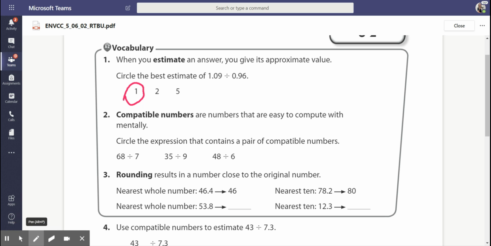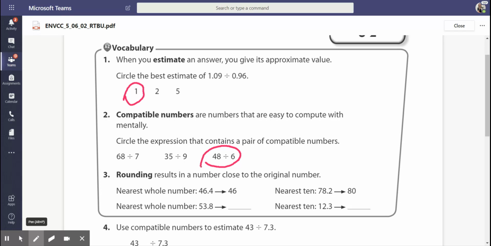Moving on, compatible numbers are numbers that are easy to compute with mentally. So these are like our math facts. When we circle the expression that contains a pair of compatible numbers, we're looking for a math fact. 68 divided by 7, I'm going to have a remainder. 35 divided by 9, going to have a remainder. But 48 divided by 6, do we know what that equals? You are correct, it equals 8. So those are our compatible numbers.